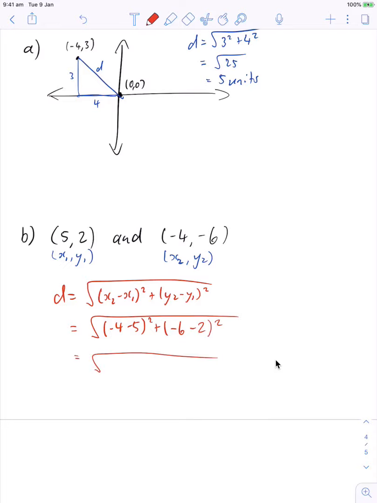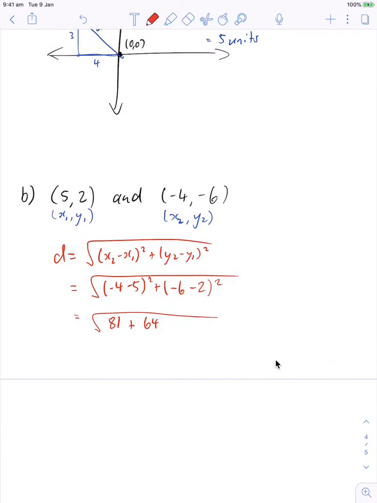Let's do this. So minus 4 minus 5 is minus 9 squared is 81, plus minus 6 minus 2 is minus 8 all squared is going to be plus 64. Noting we should always get a positive value here. Each of these should always be a positive value. Be careful when you put it in your calculator. If you press into your calculator minus 8 squared, it'll actually give you minus 64, which is not what we want. We know that a square number of a real number is always positive. So we're just going to make sure we don't stuff that up.